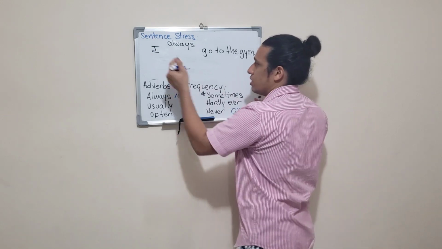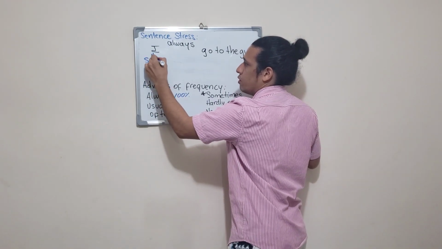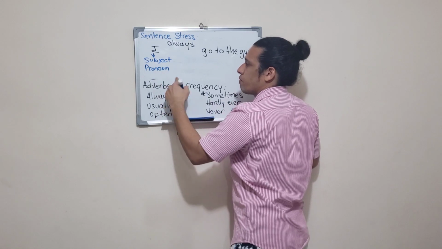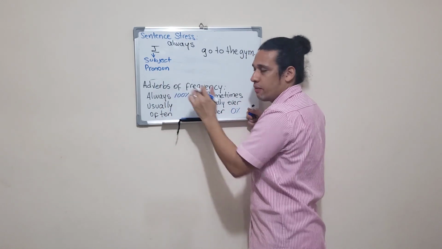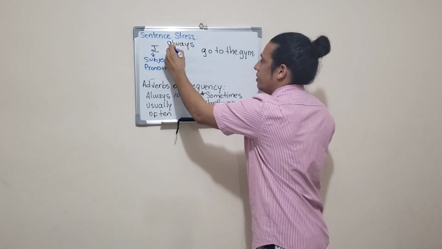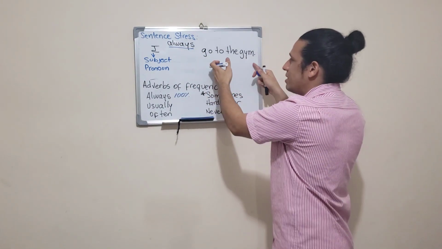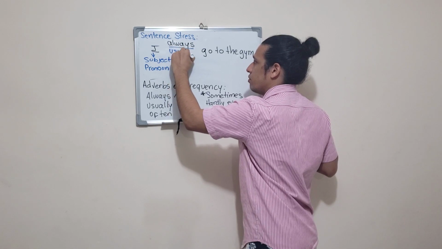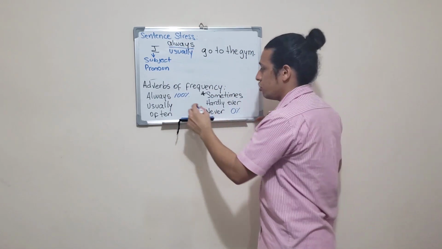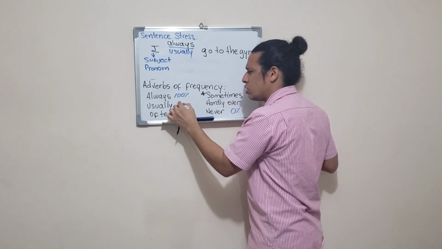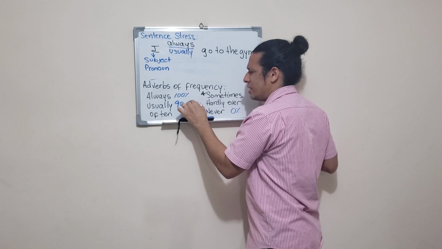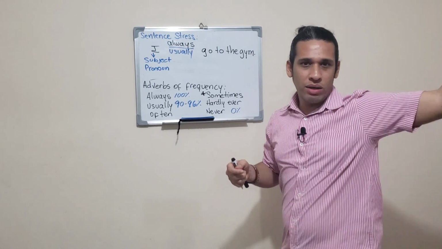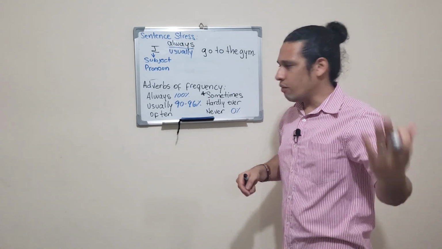So the idea is subject pronoun plus the adverb of frequency. You say I always go to the gym, and then the rest of the sentence. Usually, I usually go to the gym. Usually represents, let's say, about 90 to 96% of the times, meaning a very big quantity of the times, like very frequently.